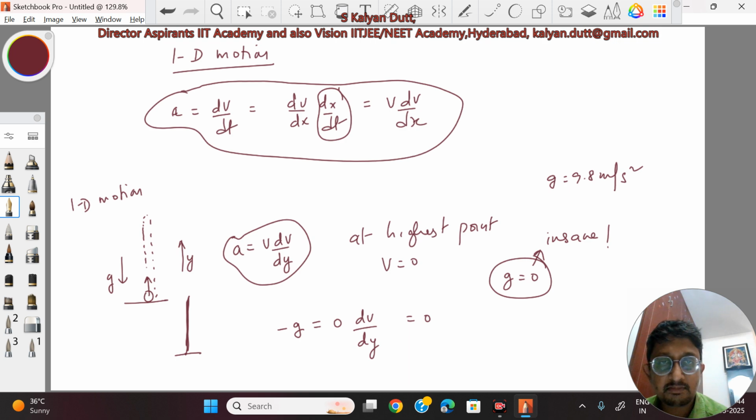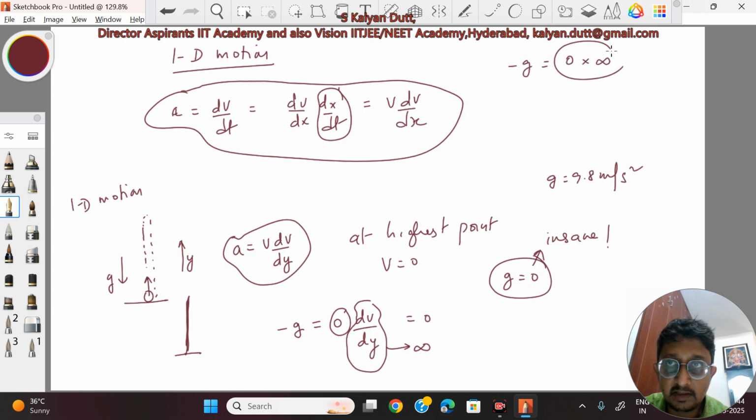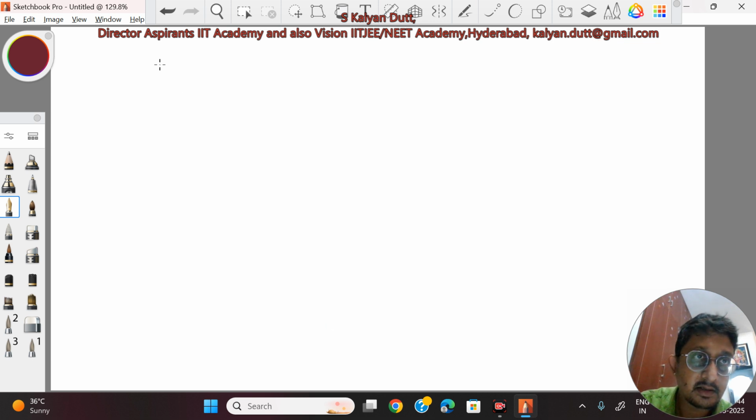If you pause the video and think for some time and see if you can get the answer, that would be good. Anyway, I would give the solution here. The point is, even though v is 0, the problem here is dv by dy. It shoots up to infinity. So I am getting minus g is something like 0 into infinity, which is kind of indeterminate. So the equation a equal to v dv by dy is still correct. There is no problem with that.